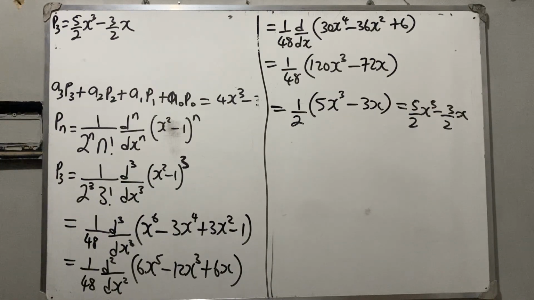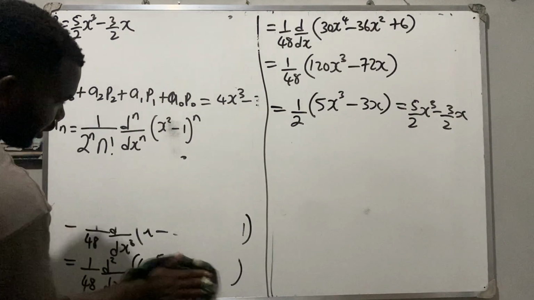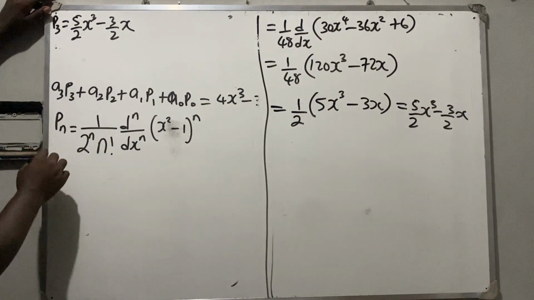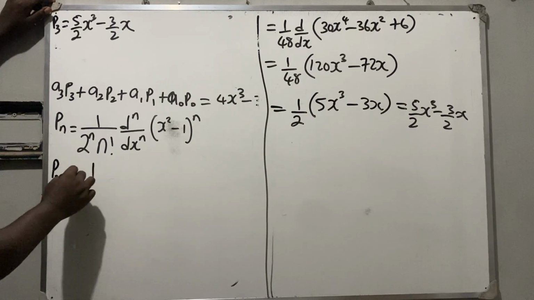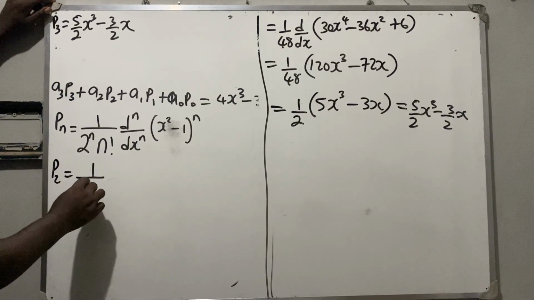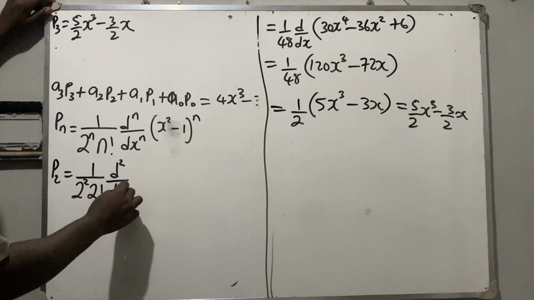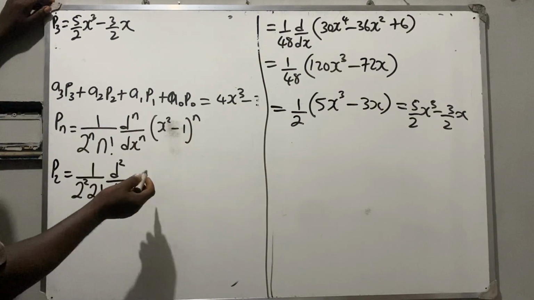1 over 2, 5x. Okay, correct. So let's go for our P2. I just cross-checked so that I don't make mistakes. So the next one is P2. So for P2, we now have 1 over 2 raised to power 2, then 2 factorial, d squared over dx squared. Anywhere we are seeing and we put 2, that's just it.